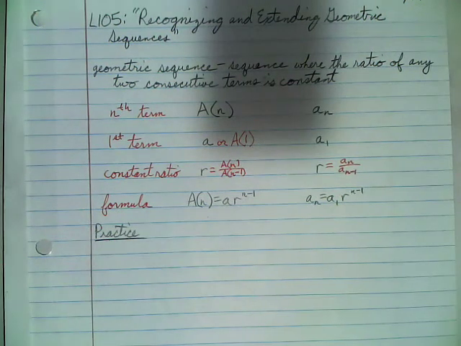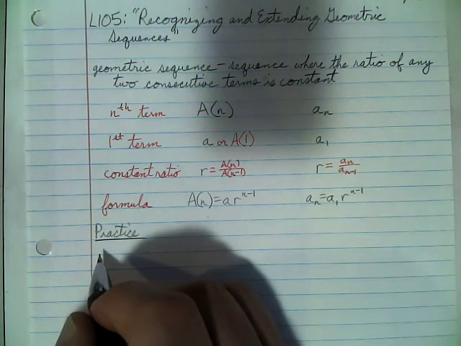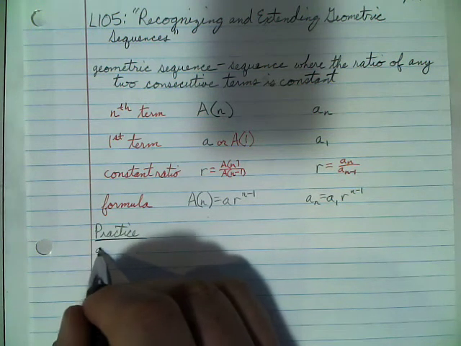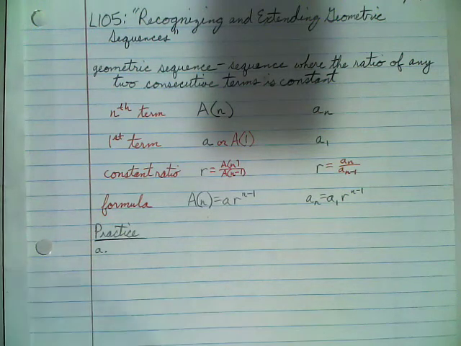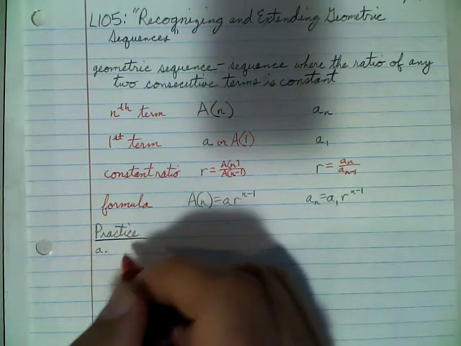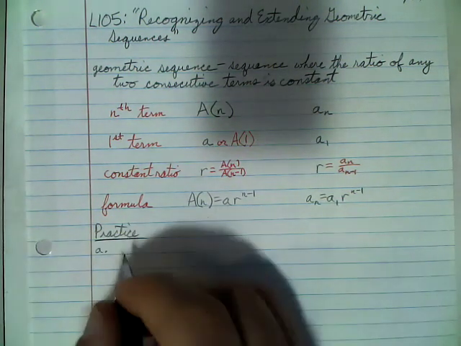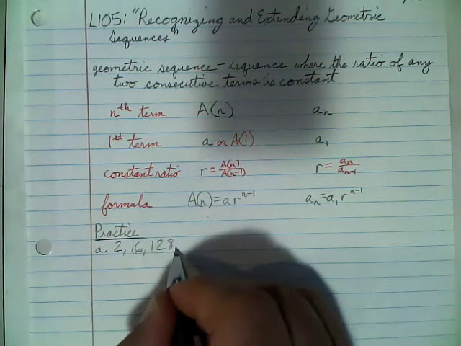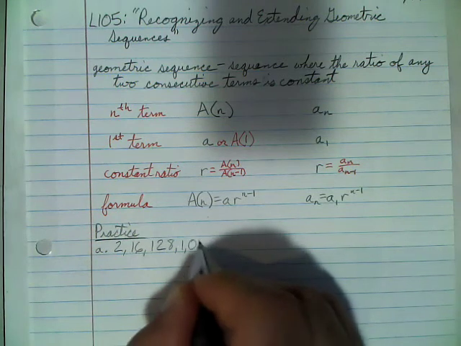If you would please open up your books to page 708. And here we go. First up, find the common ratio for the geometric sequence. For A, we have 2, 16, 128, and 1024.